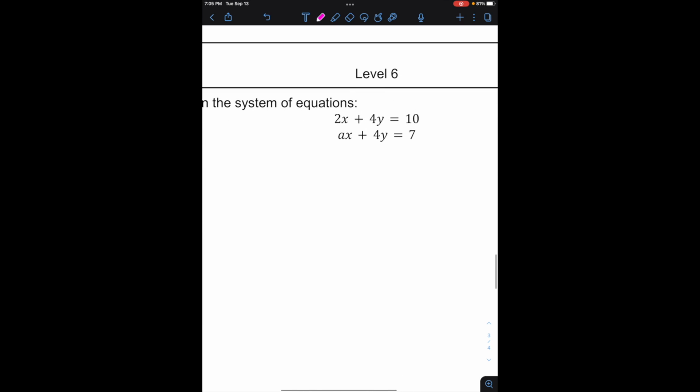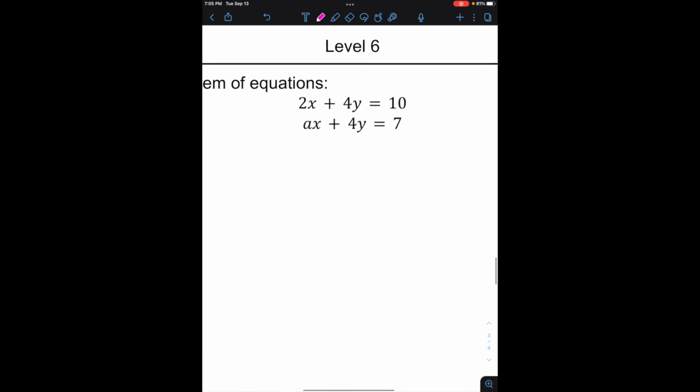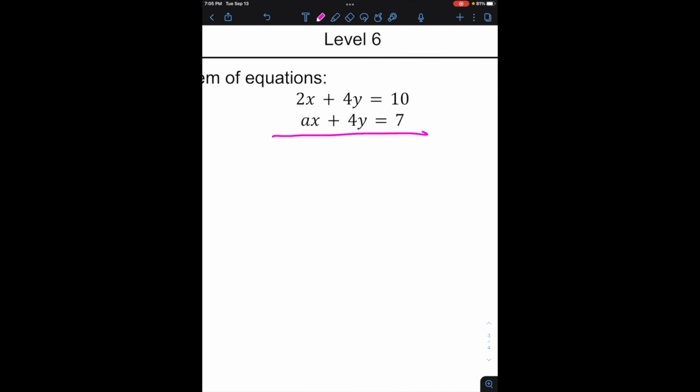Okay, and then moving on to level 6, it says solve for x and then y in the system of equations. I notice this is really nicely set up to eliminate, because if we subtract these equations, 4y minus 4y is 0, the y's eliminate, and 10 minus 7 is 3. So we do 2x minus ax, and my goal is to solve for x, so I notice that I can factor. Here I'm going to factor out my common factor of x, and we're going to say x times (2 minus a) is equal to 3.